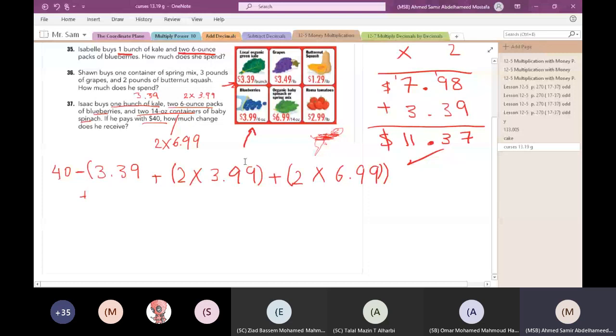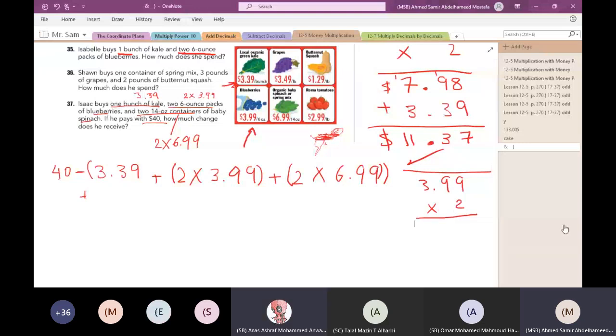So we have here 3.99 times 2. I will choose someone to help me with this one. This time I'm starting from 5C, and please mute your microphones, everyone. I hear people talking in the background, so this is totally inappropriate.